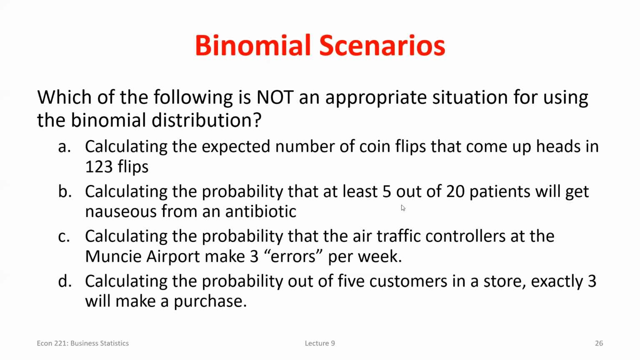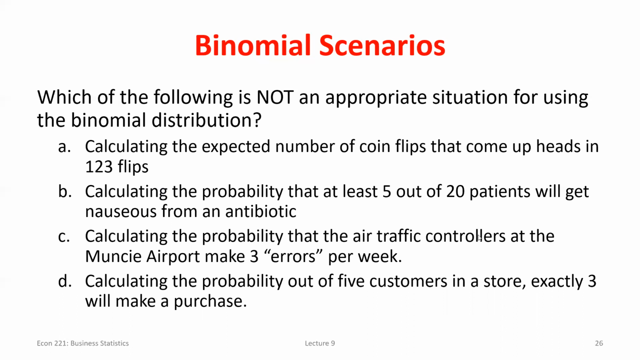What about calculating the probability that at least 5 out of 20 patients will get nauseous from an antibiotic? As long as all patients are equally as likely to react to this antibiotic, the probability they get sick is the same across all patients. We would have 20 trials. The number of successes we're interested in is 5 or more, so x is greater than or equal to 5. So we have our x, n, and the underlying probability of success. Here it's weird because success is getting sick from this antibiotic, but if that probability is the same across all people, we actually have a good example here.